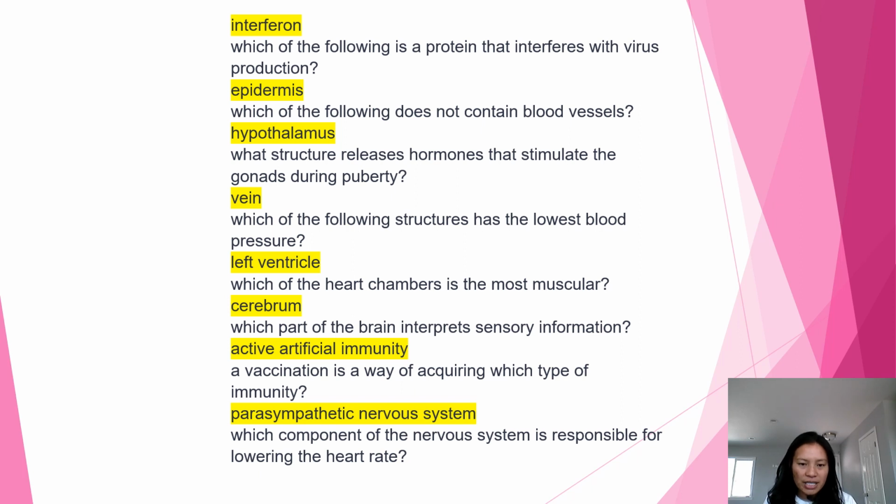A vaccination is a way of acquiring which type of immunity? As we know, a vaccine gives active artificial immunity. Remember that, active artificial immunity. So again, another question, which component of the nervous system is responsible for lowering the heart rate? It's the parasympathetic nervous system. It is responsible for lowering the heart rate.